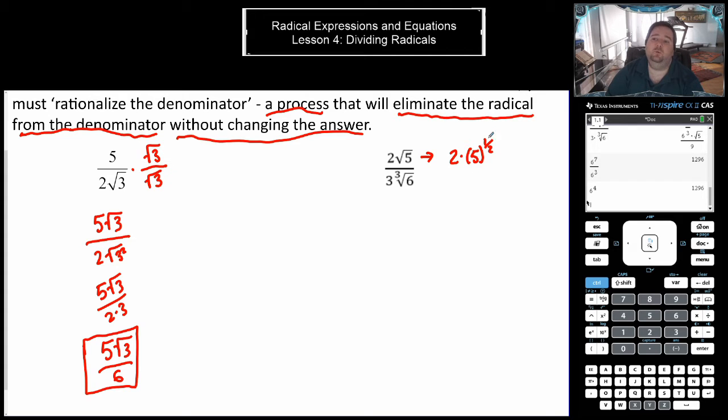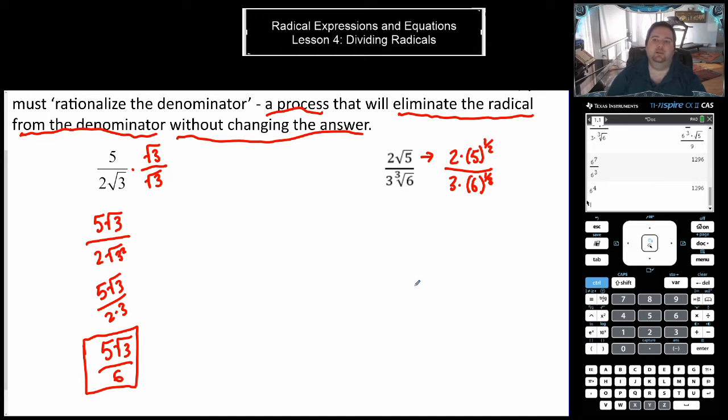Now, if you don't remember this, go back to lesson 1 and review it. I said it would be important later. This is when it becomes important. And let's do the denominator here. 3 times 6 to the power of what? It's a cube root, 1/3.